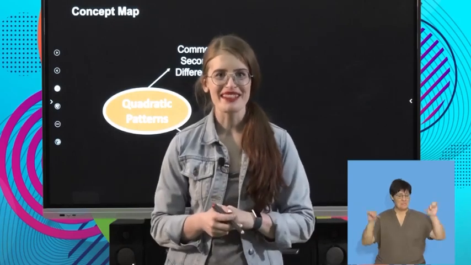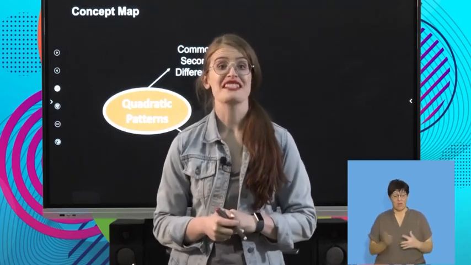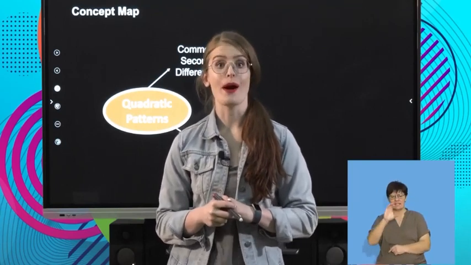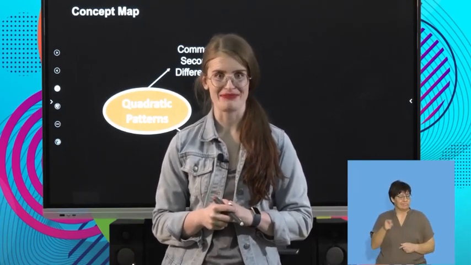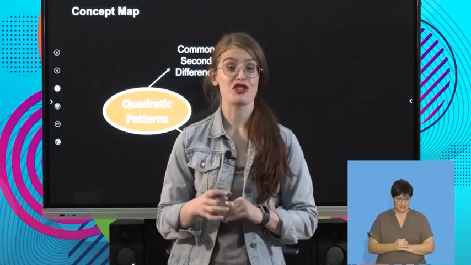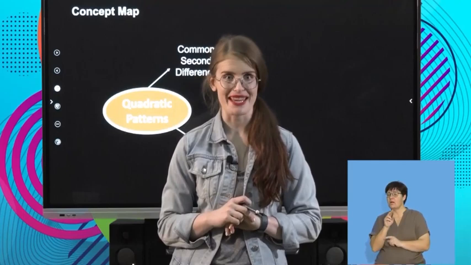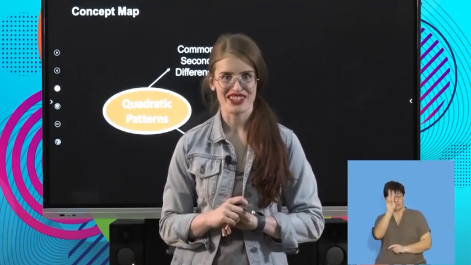Welcome back, everyone. Before the break, I had just defined how we would find A, B, and C for a quadratic pattern. Now we're going to look at some examples of quadratic patterns, and we are going to find A, B, and C. Let's have a look at our first example.